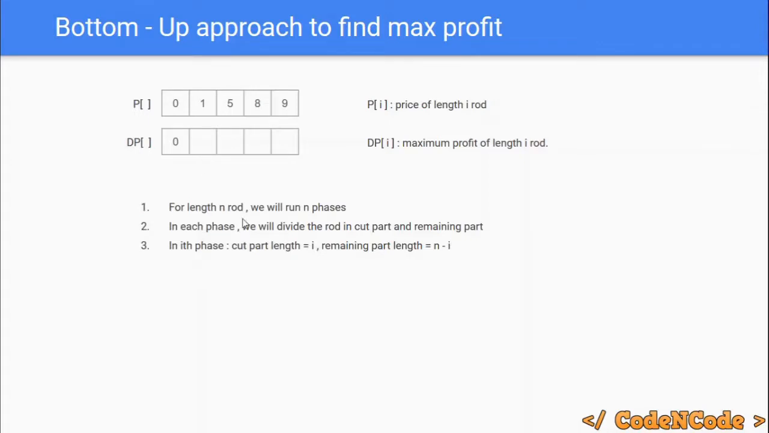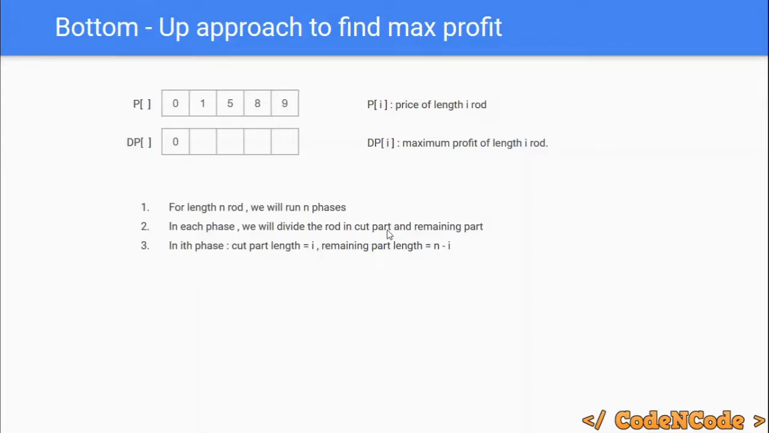This is how the process would go. For a length n rod, we will have n phases. In each phase we will divide the whole rod into two parts. For example, if the rod is of length 5, there will be 5 phases. In each phase we would divide the rod into two parts, the cut part and the remaining part. So in phase 2 I'll be dividing the length 5 rod into two parts, a length 2 rod and a length 3 rod. Length 2 would be the cut part and length 3 would be the remaining part in phase 2. The cut part we are going to sell completely as it is.